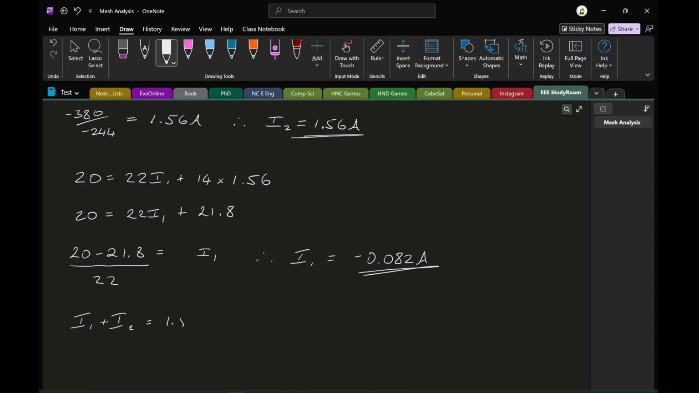Which is going to be 1.56. I realise that I've mixed these up, but it doesn't really matter. Plus negative 0.082.